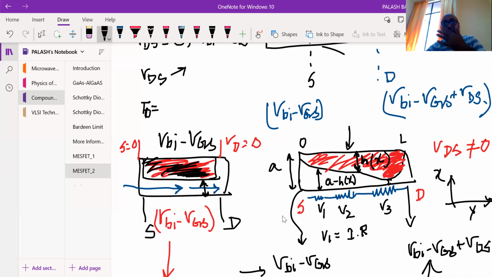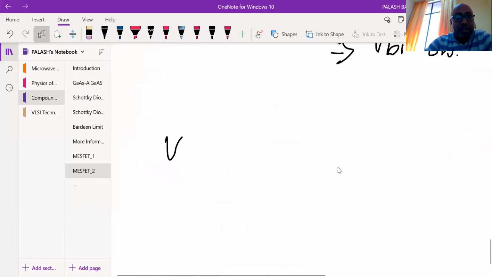So what I am trying to tell you is that this very small opening is still left over there. And that cannot be closed, because the moment you try to close it, it will make VDS equal to 0, but you have applied VDS, so you cannot make it 0. And even if you make VDS equal to 0, the total channel voltage becomes VBI minus VGS instead of VBI minus VGS plus VDS, right? So what I'm trying to tell you is that your voltage is like VBI minus VGS plus VDS.